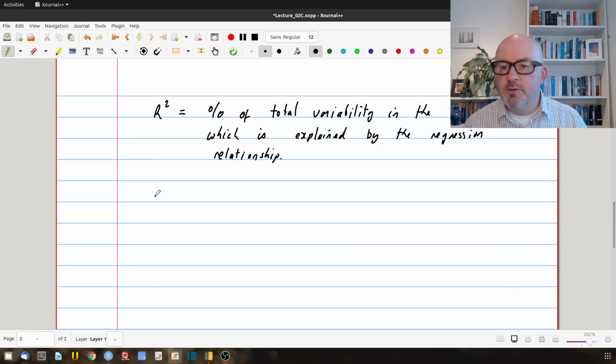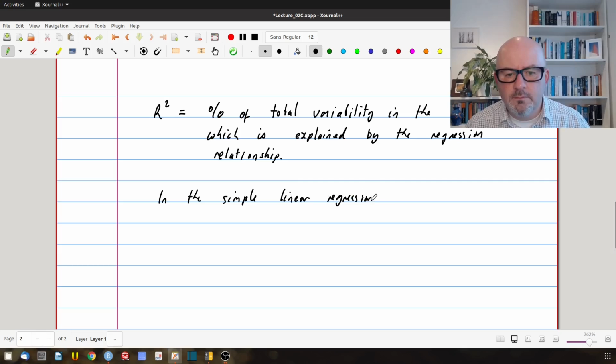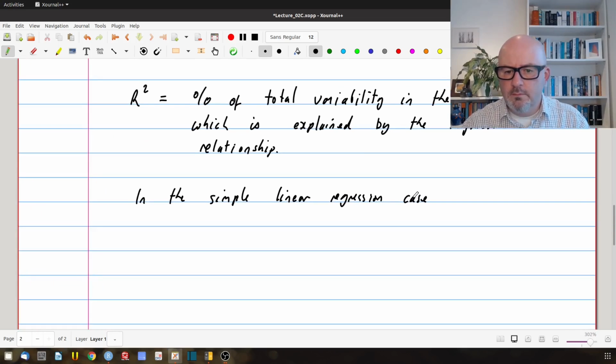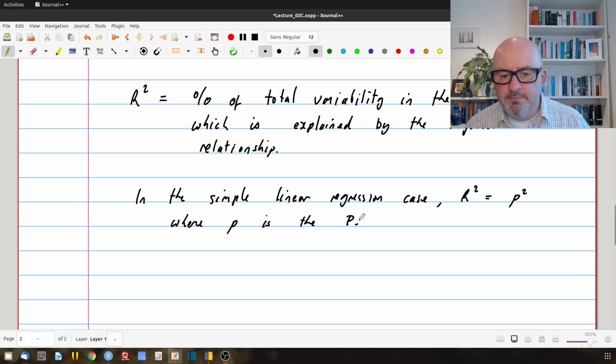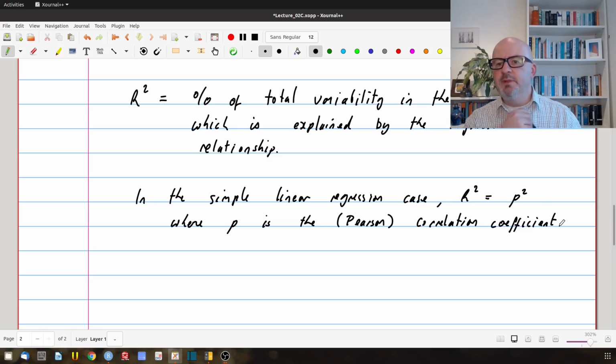There's a particular interpretation of R squared in the simple linear regression case. In the simple linear regression case, R squared is equal to rho squared, where rho is the Pearson, in other words, the standard one, correlation coefficient. So in this particular case, R squared actually is equal to rho squared. It's the square of the Pearson correlation coefficient.